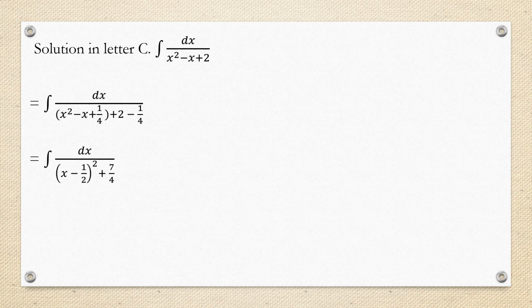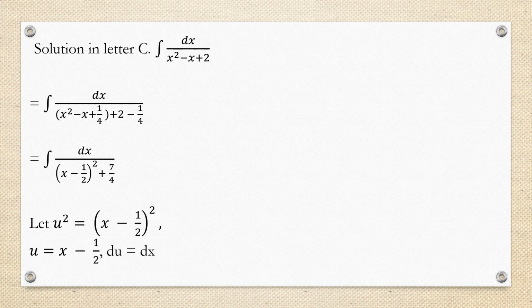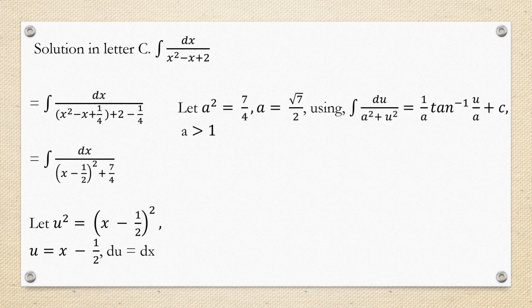Next, at this time we can now let our value of u squared be equivalent to x minus 1/2 to the power of 2, or for our value of u, which is equivalent to x minus 1/2. Then as we get the derivative of x minus 1/2, the derivative of x is 1, and the derivative of 1/2 is 0. So that's why we write du over dx. Next, we also have our value of a squared, which is 7 over 4. Then the value of a is equivalent to square root of 7 over 2.